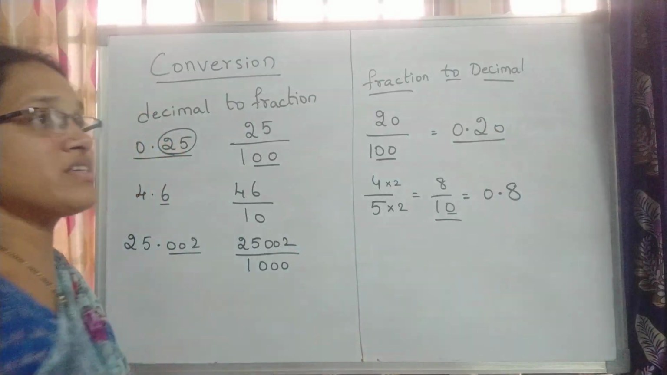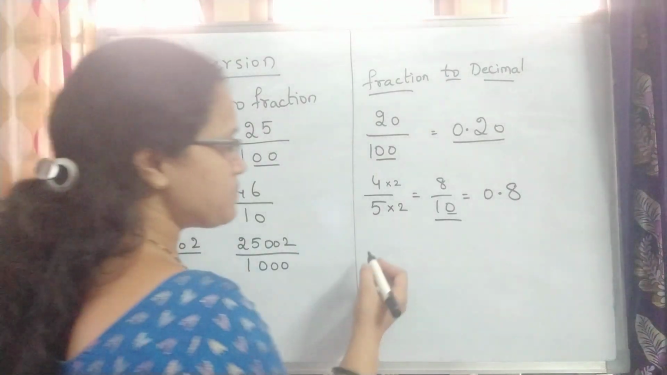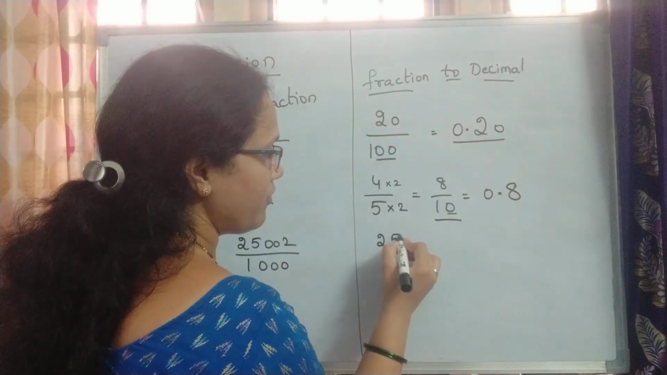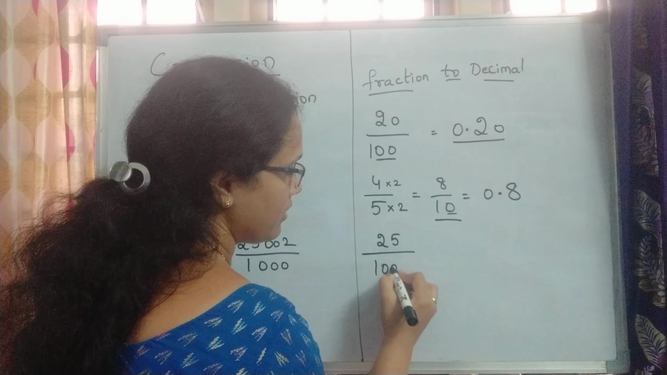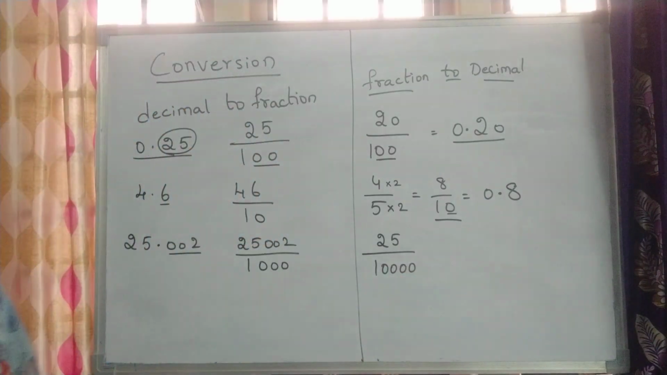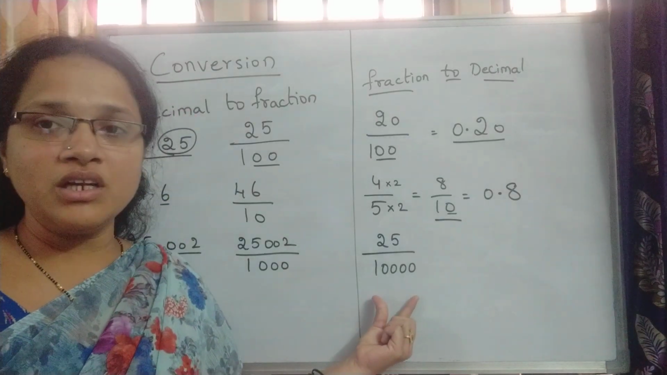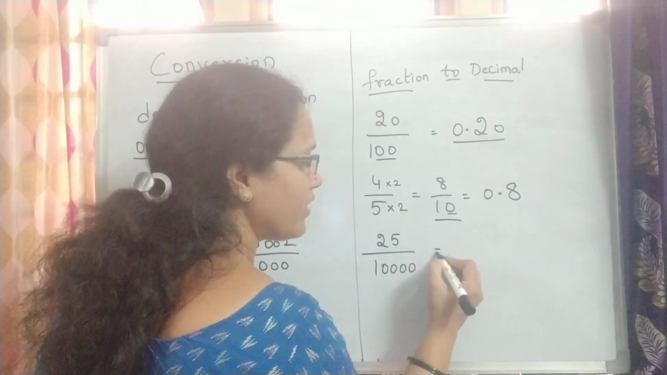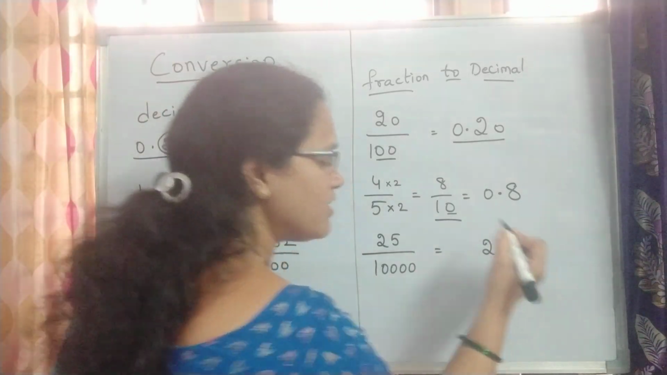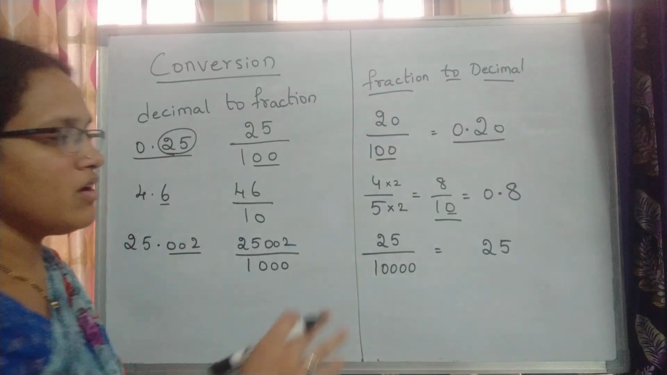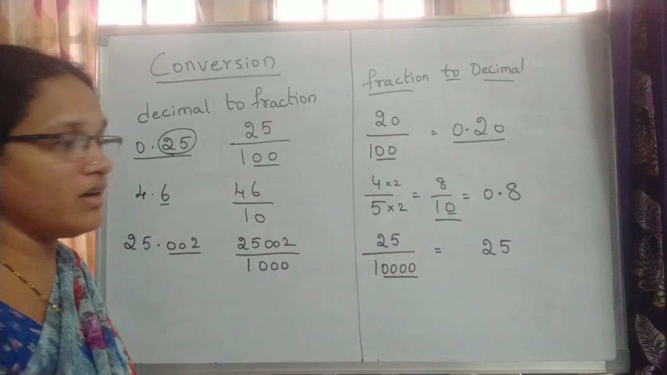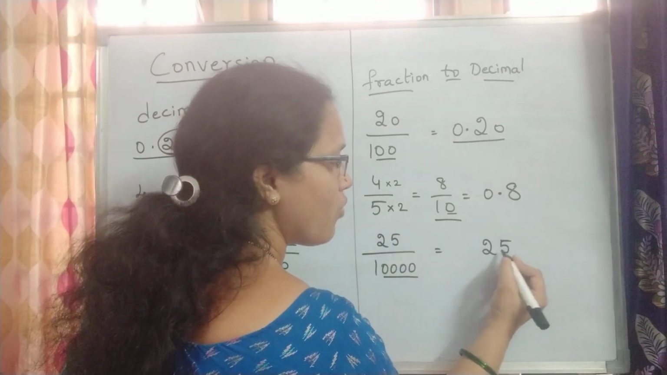I'll give you one more example where the decimal places are not sufficient. See here, 25 by 10,000. Zeros are more in the denominator, but the numerator is only a 2-digit number. Even then, don't get worried, children. Follow the same procedure. Write the numerator there, and now count how many decimal places there are. 4 decimal places are there. So count from the last: 1, 2.